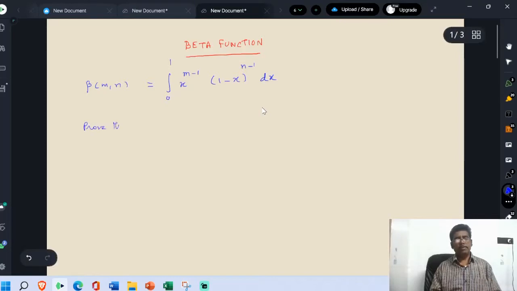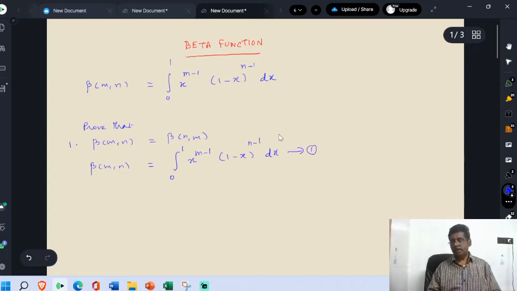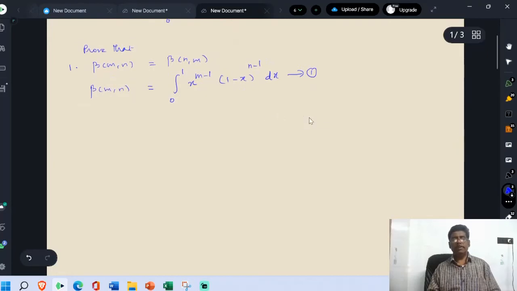Prove that, problem number 1: beta of m comma n is equal to beta of n comma m. For that, take our beta function, beta of m comma n, which is equal to the integral, limit varying from 0 to 1, x power m minus 1 into 1 minus x power n minus 1 into dx. Consider this as equation number 1. This is our beta function.